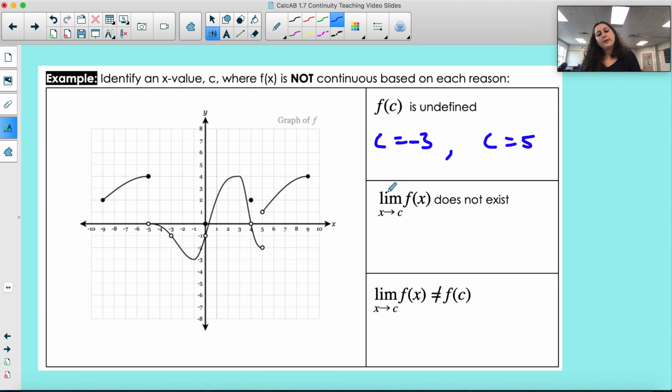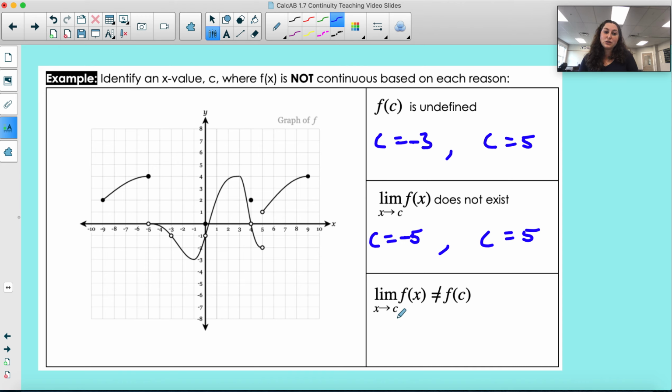Next, the limit as x approaches c does not exist. So let's see where that takes place. Limit from the left does not equal limit from the right. So c equals -5 is discontinuous at that point because the limit does not exist. Limit exists. So remember here, the limit from the left, even though there's a hole, the limit exists. Limit exists. And then c equals 5 is another place where the function's not continuous because the limit does not exist. So actually, there's 2 reasons for at 5.